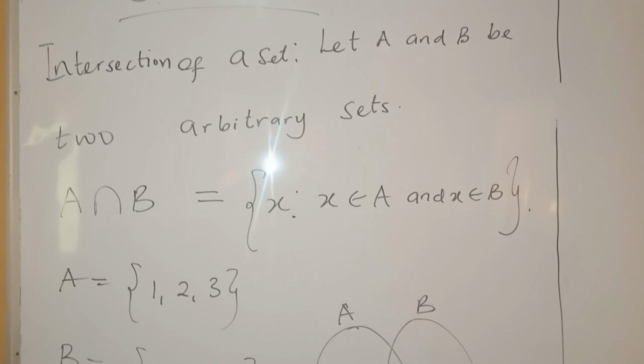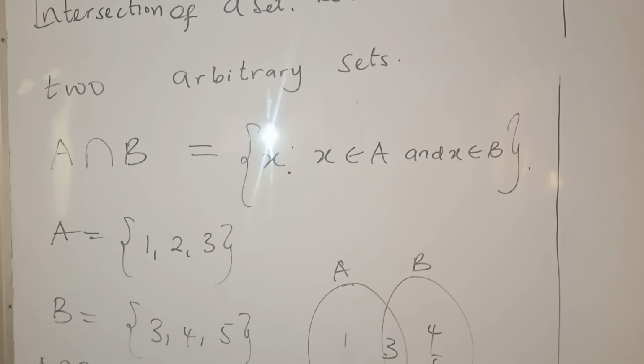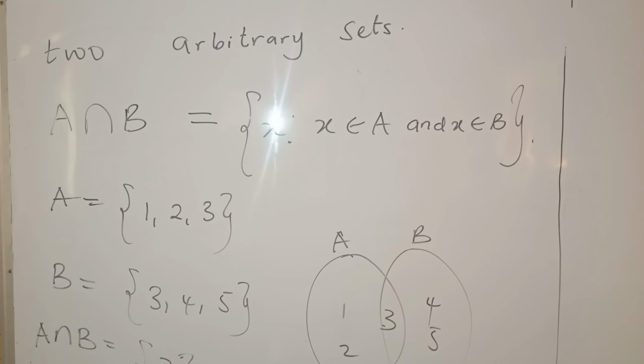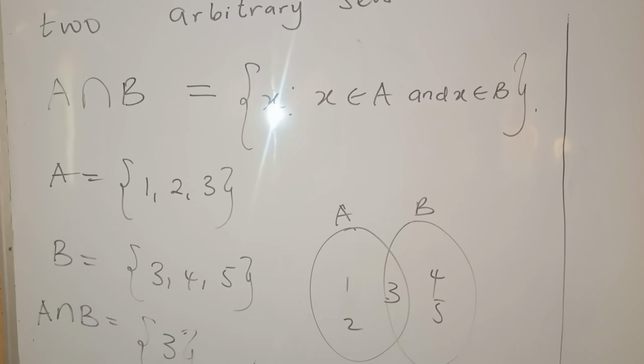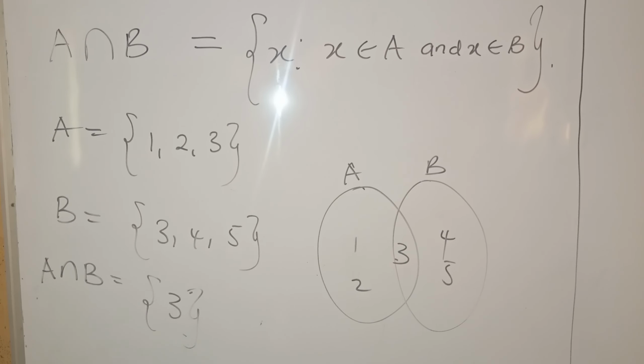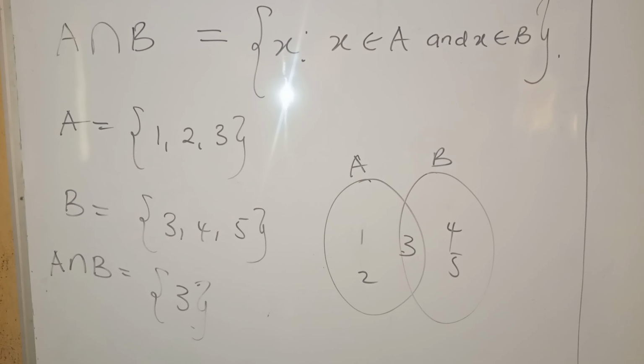Intersection. Let A and B be two arbitrary sets. A intersection B equals the set of X such that X is an element of A and X is an element of B. That is, the elements that are common to both A and B.